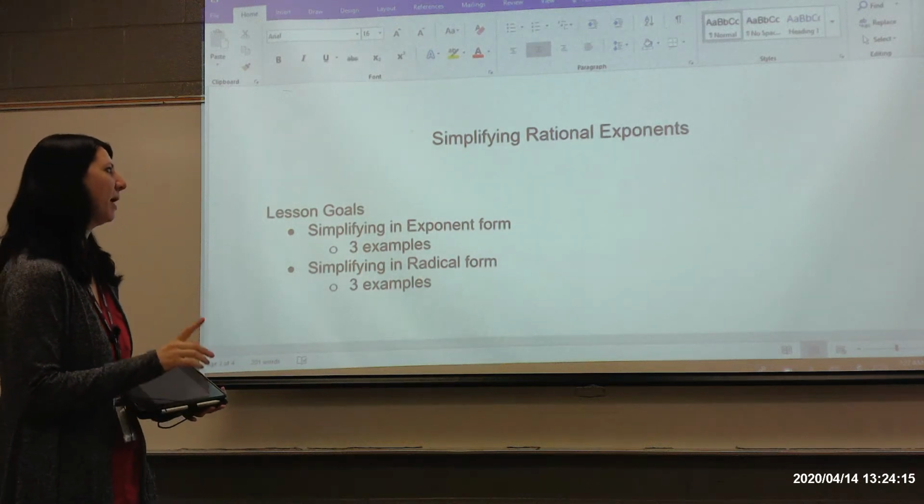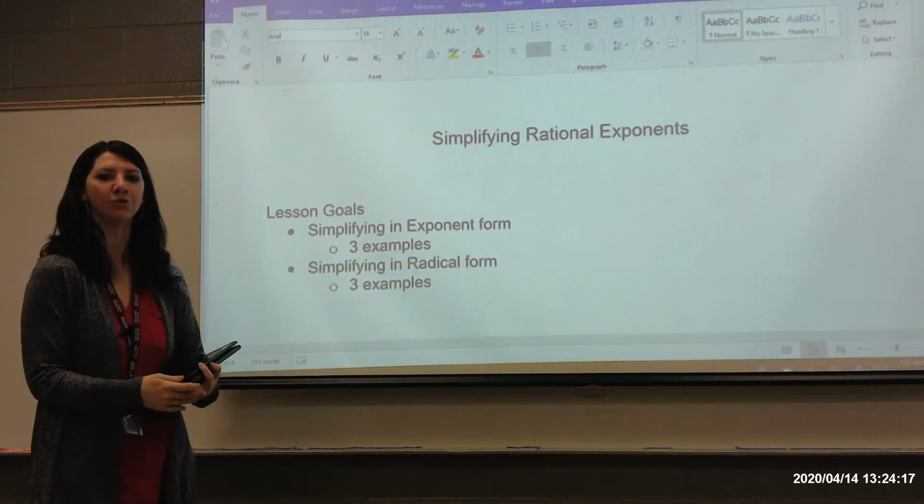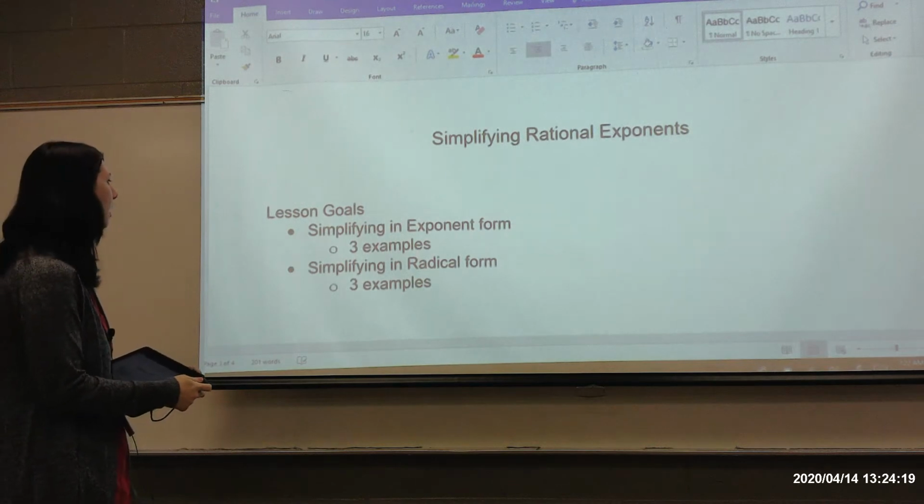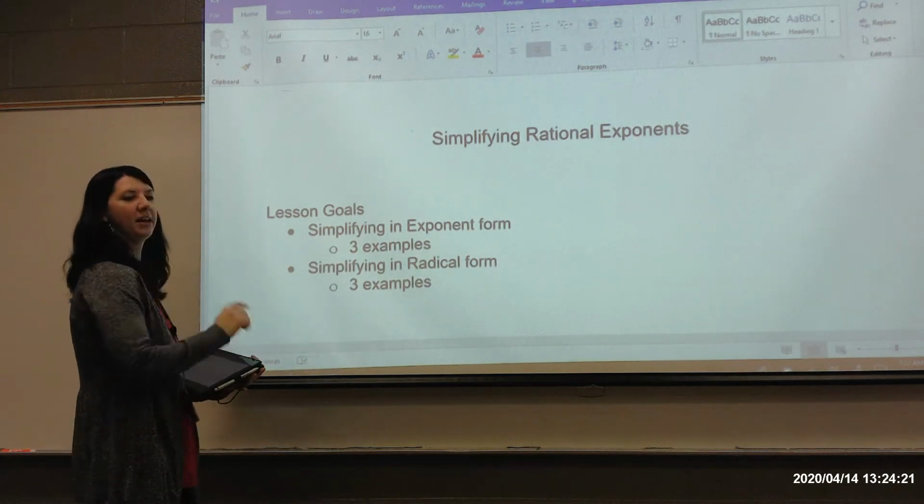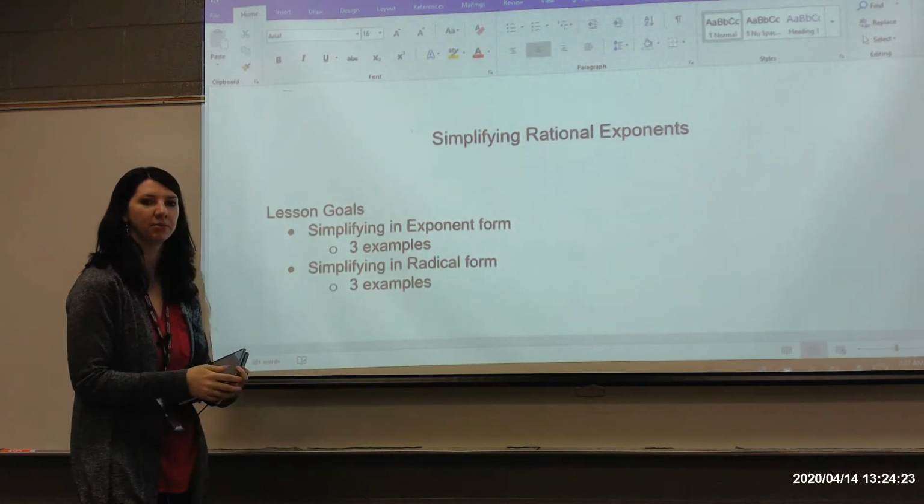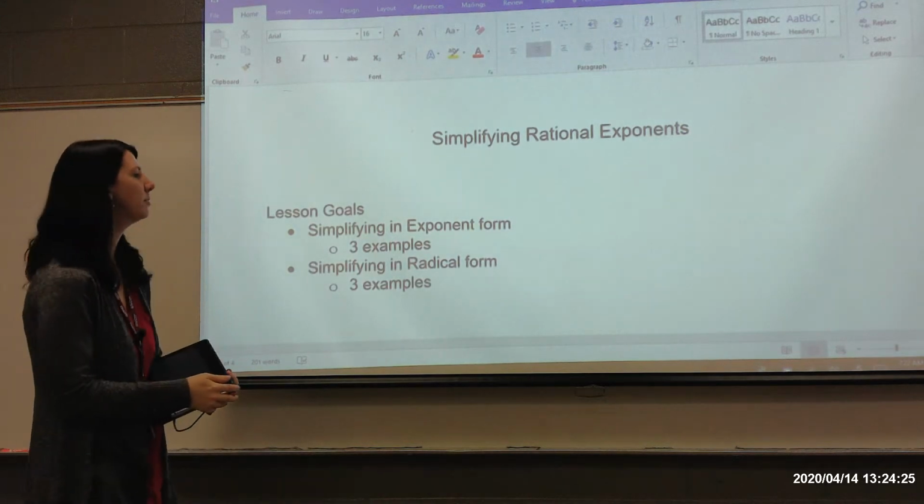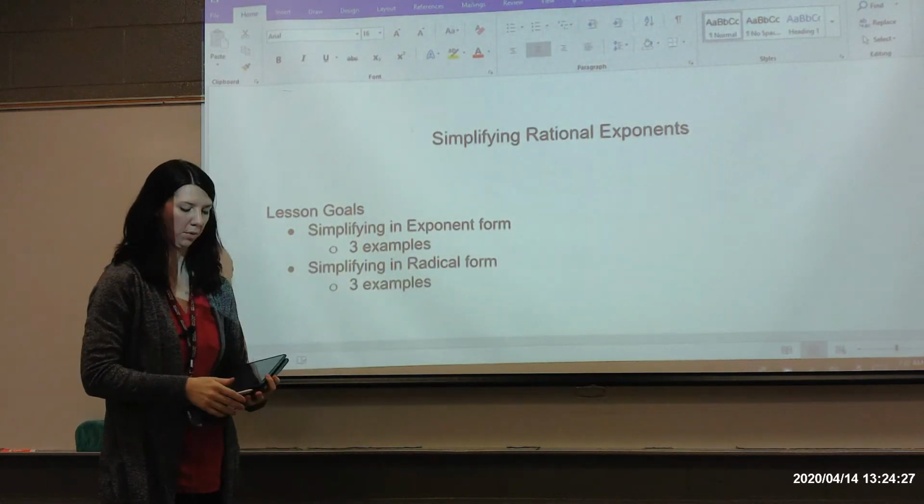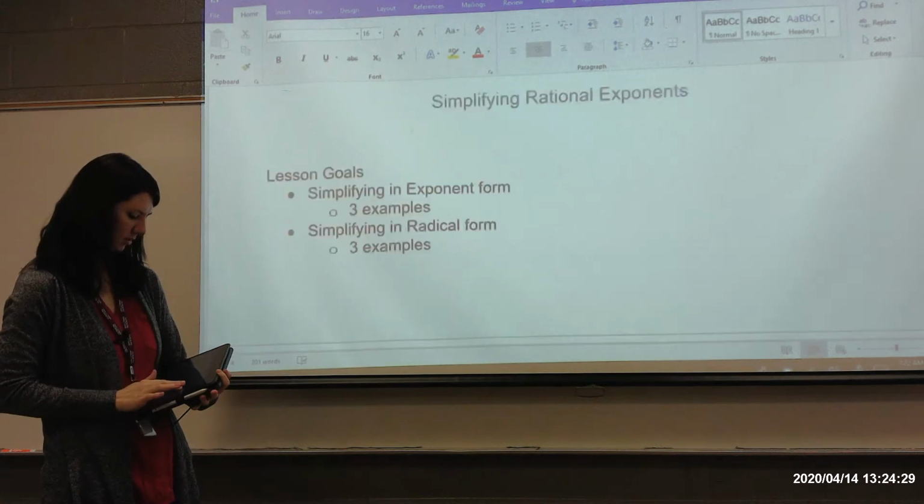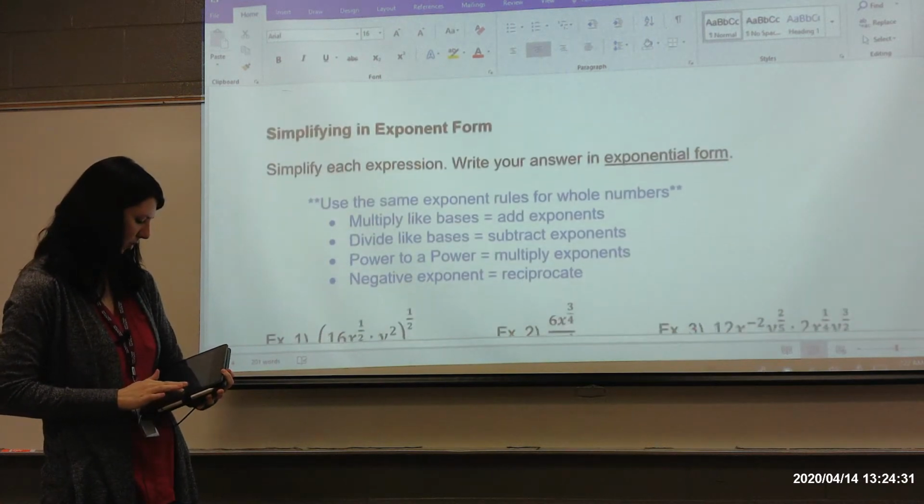Now that we know a little bit about rational exponents, we're going to look at how to simplify with them. We have two goals here. First, simplifying in exponent form. We'll do 3 examples there, and then we'll do 3 examples simplifying in radical form. Okay? So let's look at exponential form.